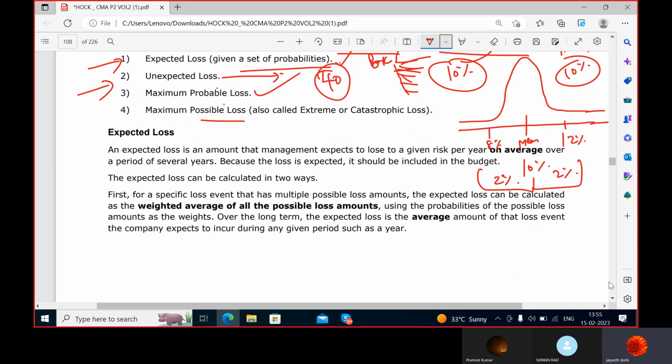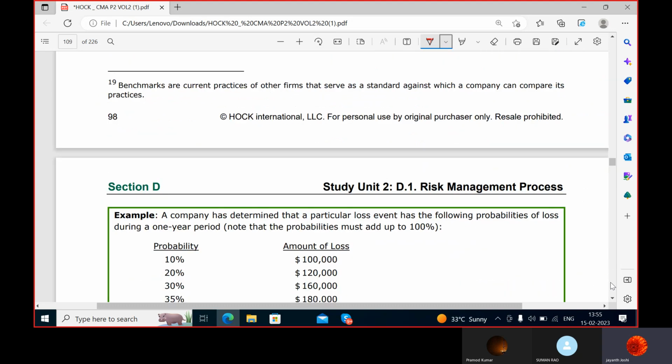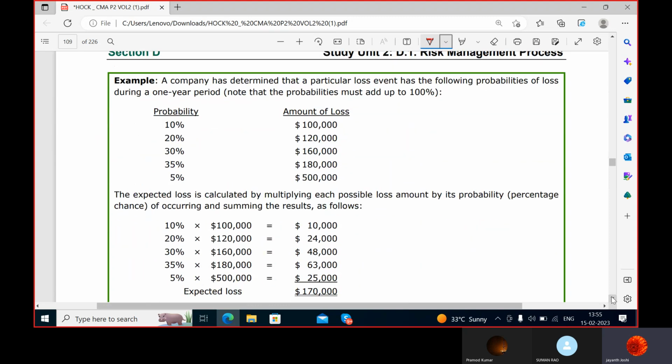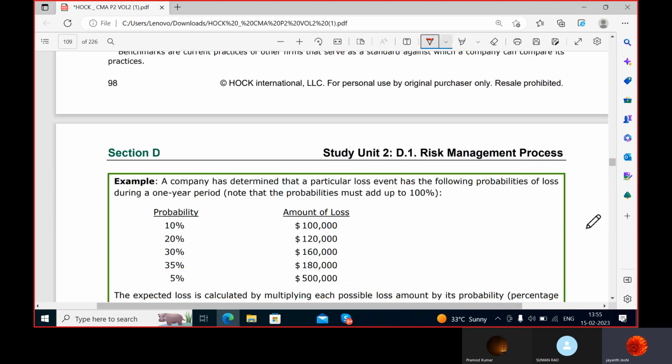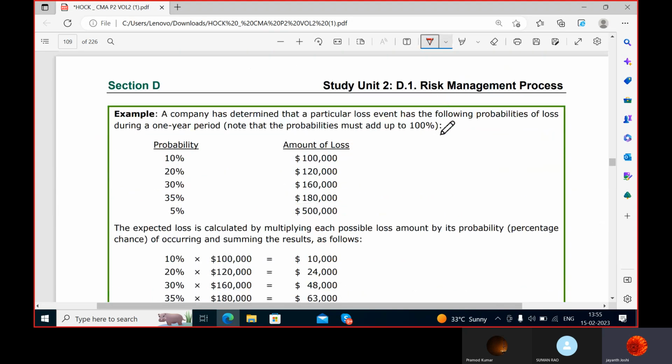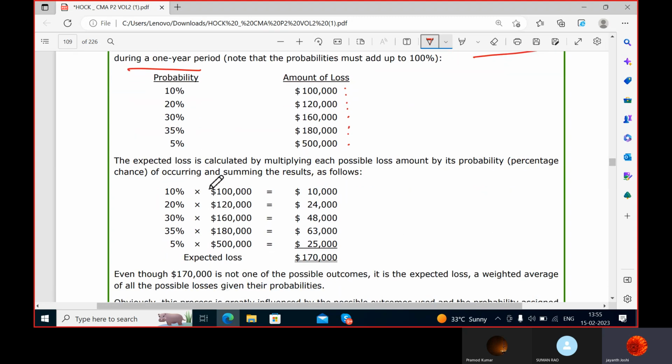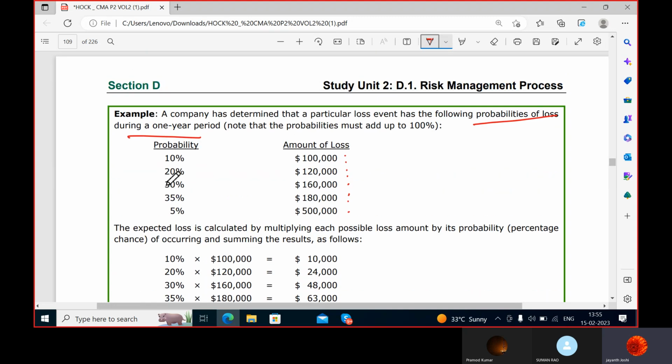Now, I have already given you the expected loss concept, so we'll do a question here. A company determined that a particular loss event has the following probabilities of loss during a one year period. These are the amounts of loss and the probabilities given. We will just multiply those probabilities. Why are we multiplying those probabilities with the amount of loss? This is the loss which we are going to incur, and these are the chances of incurring it.